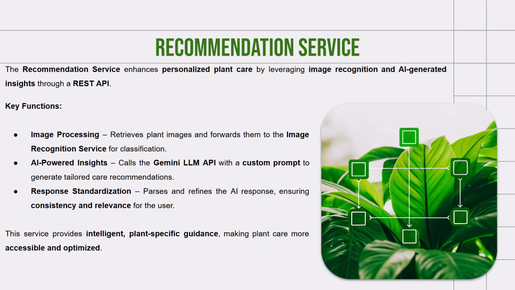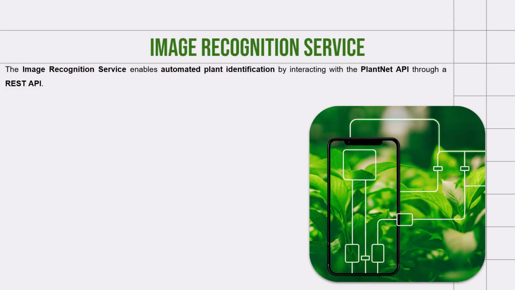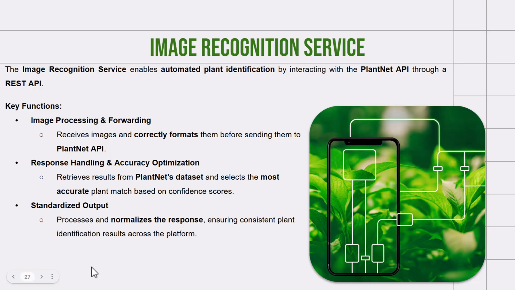Recommendation service. This service provides personalized advice. It combines plant identification with Gemini to generate tailored care tips. For example, when to water, ideal temperature, and light preferences, always in clear, user-friendly language. Image recognition. This service identifies the plant from a photo using the PlantNet API. It returns the most likely species and confidence score. This ensures all recommendations are specific, since different plants have different needs.